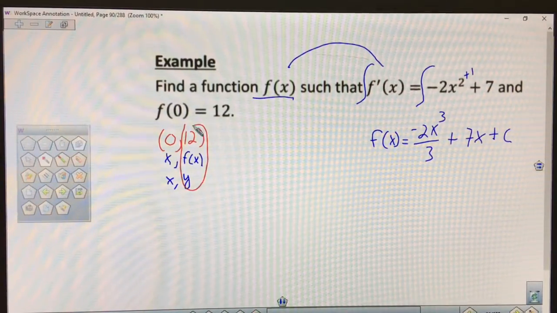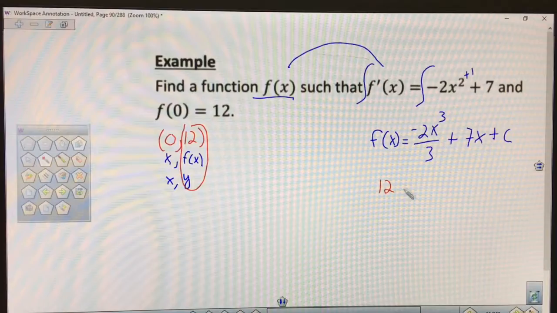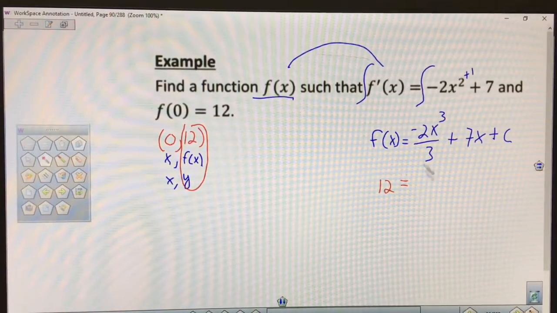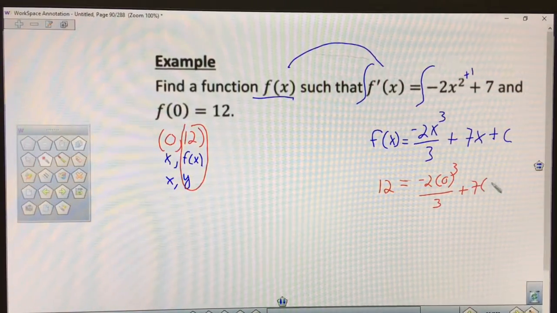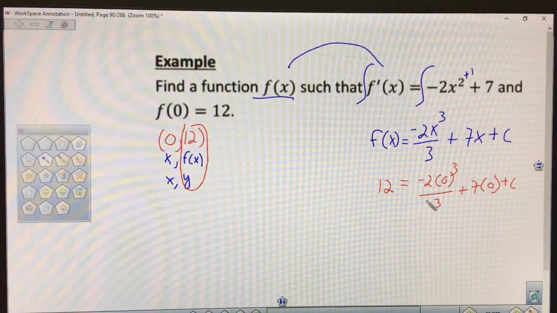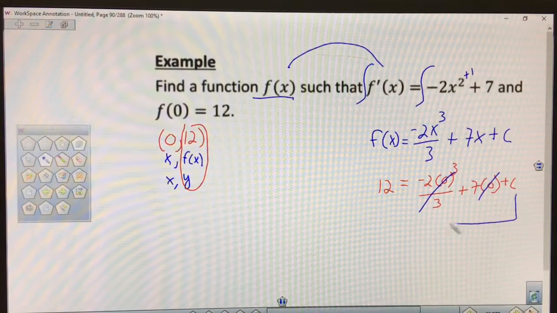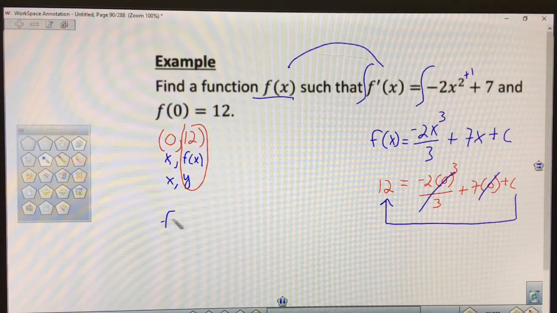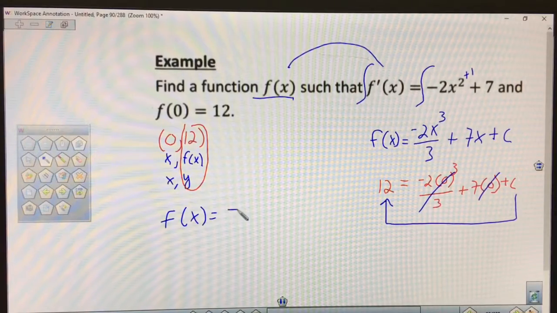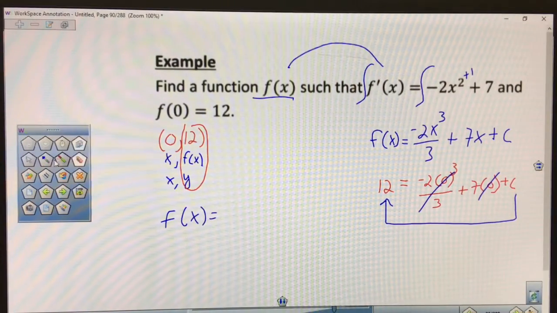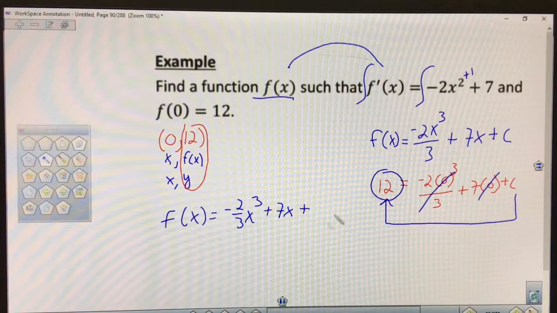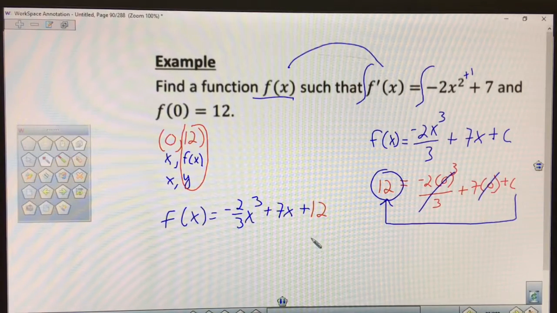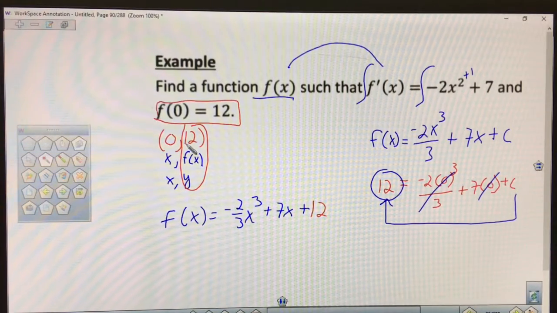All I have to do now is plug in. What's f of x equal? And what do I put in for x? It's going to be negative 2 times 0 cubed over 3 plus 7 times 0 plus c. I'll notice that this goes to 0, this goes to 0, so what's c equal? I can rewrite my function as f of x equals negative 2/3 x to the third plus 7x plus 12. This time there's no plus c. They give you this thing called an initial condition where you can figure out what c was.